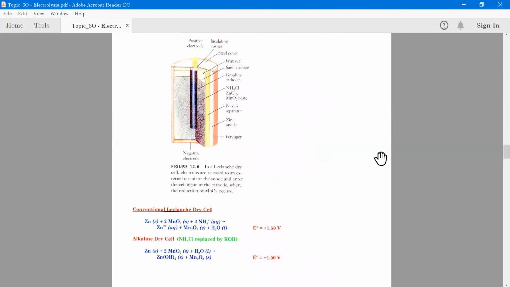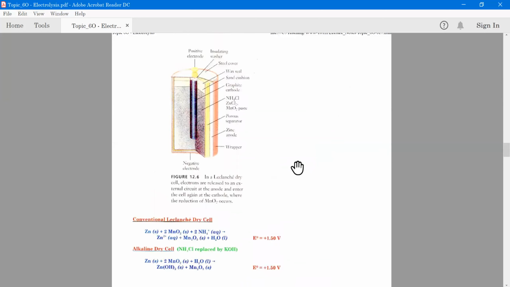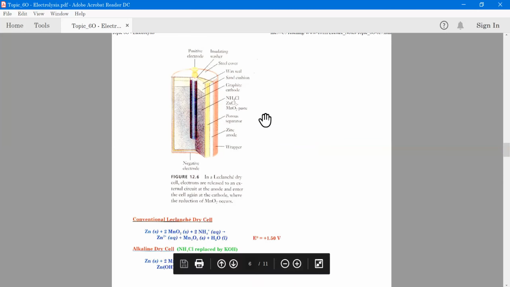Now, let's look at a couple of other things that involve these electrochemical reactions. You've all seen what are called dry cells, flashlight batteries as they're commonly referred to. This is a very old technology. It dates at least 100 years ago or more. They're still used to some extent, but not with the original chemistry that the original ones used.